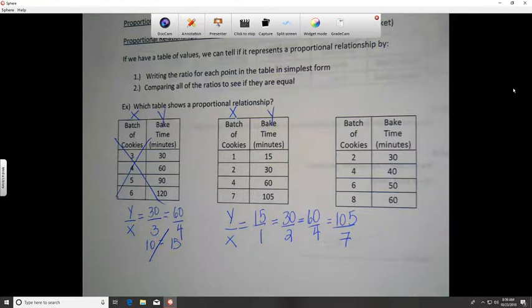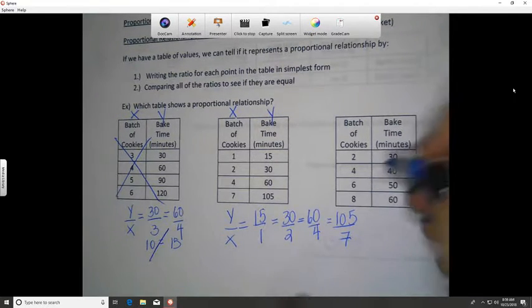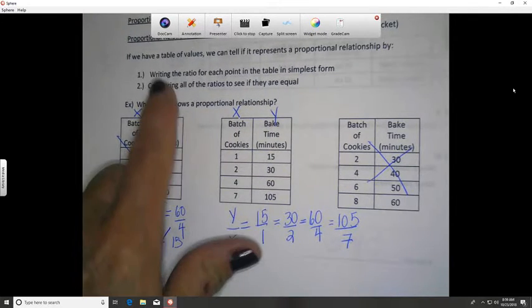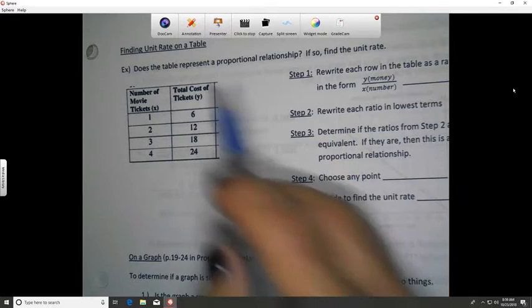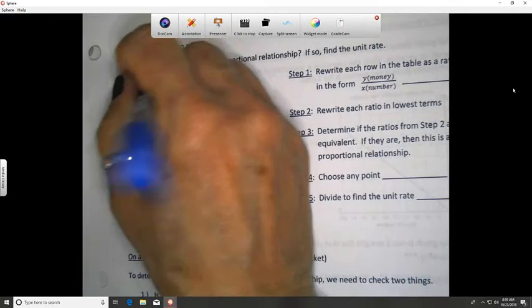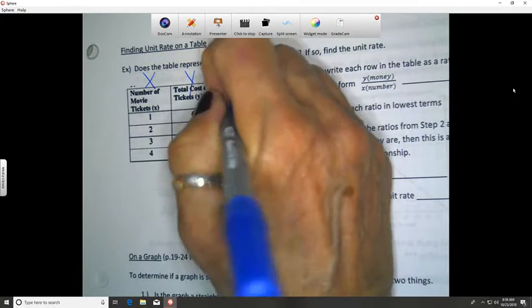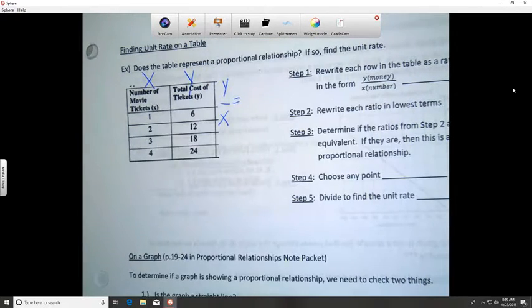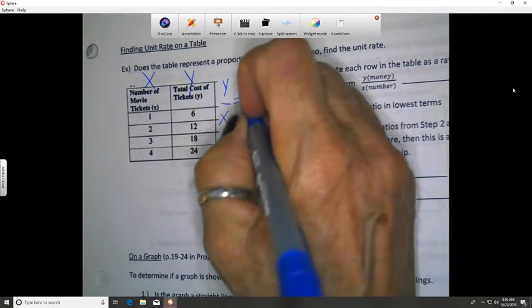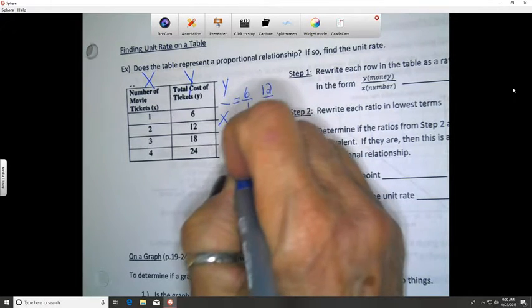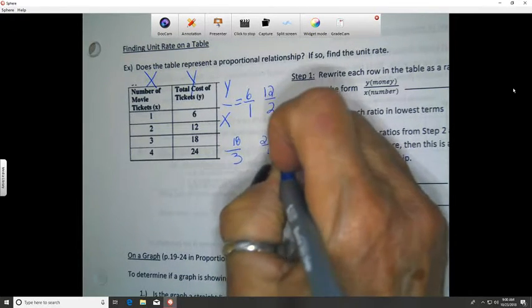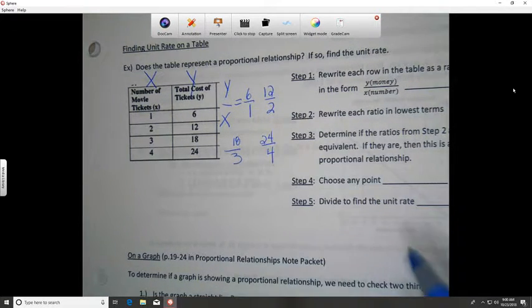Okay, page 3. So we don't even have to do this one because it says if we can tell. Okay, here we go. Finding unit rate on a table is just like the same thing. Is the table proportional? Label that table, pull out Y over X, you're rewriting your ratio, so we've got 6 over 1, 12 over 2, 18 over 3, and 24 over 4. Divide each of those and decide if they're equivalent.